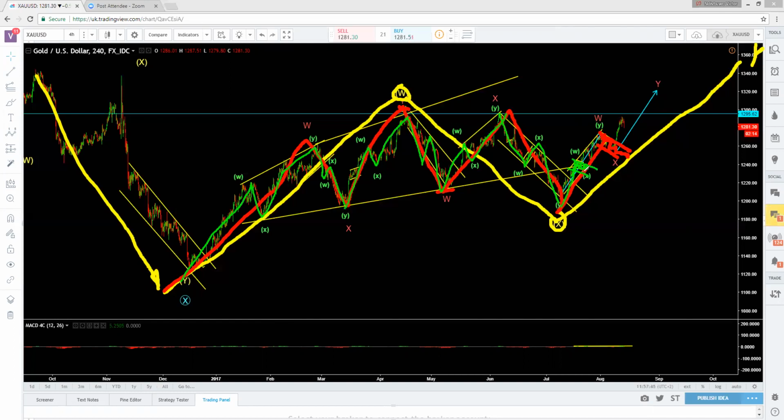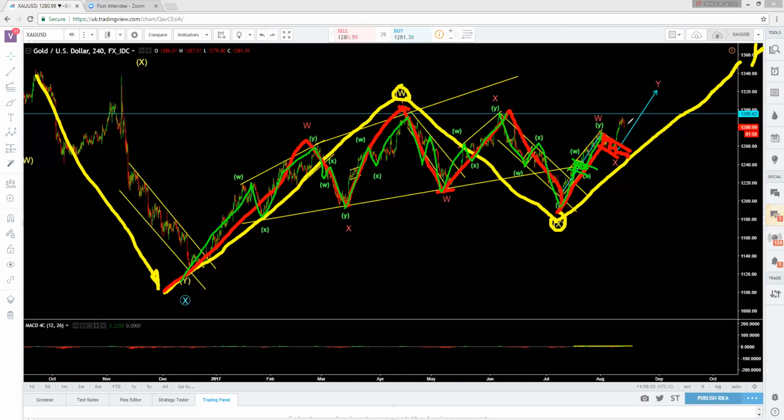So this is where we are. It completed this WX in green, and then it completed this green WXY. From there, we completed this red X. And now we're looking to complete the Y. It looks like it's going down now.